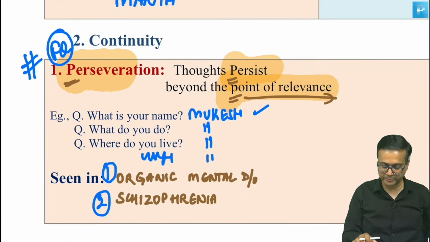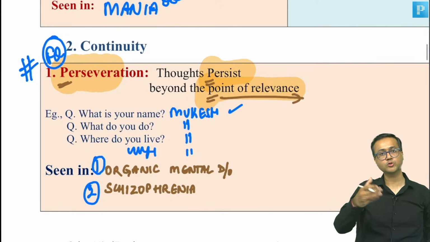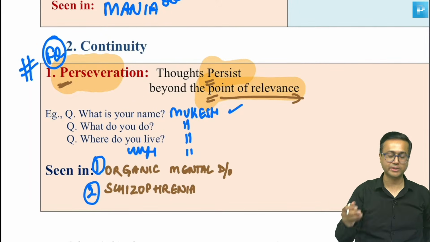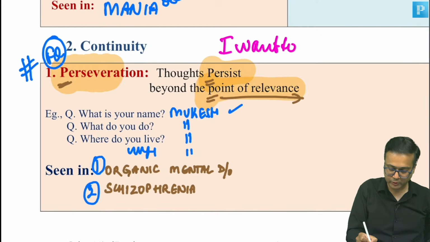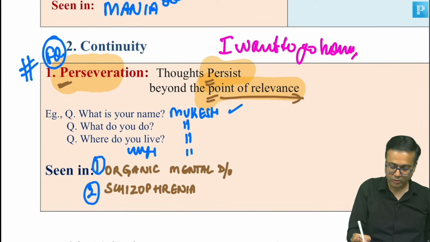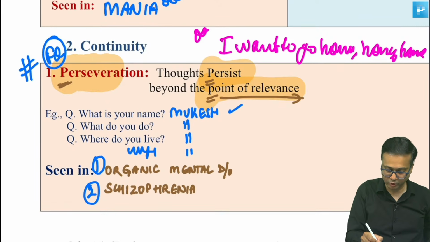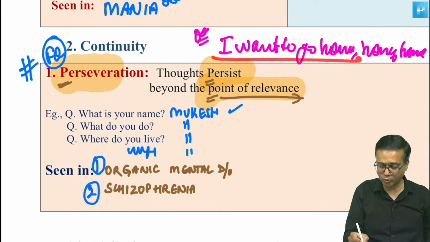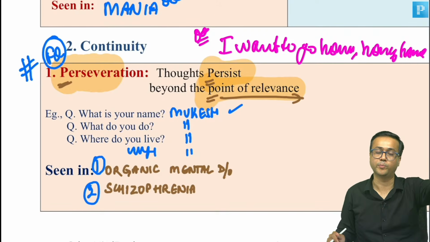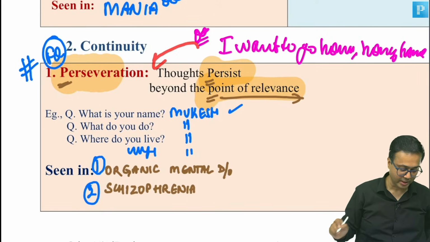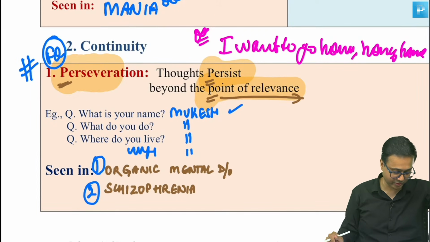But sometimes the patient may just repeat the last word or the last syllable of the sentence. For example, a patient says, I want to go home, home, home. Can you appreciate what this phenomenon is? I want to go home seems to be relevant, right? But now he is repeating the last word again and again. So again, this is an example of perseveration. I hope this is clear to everyone.